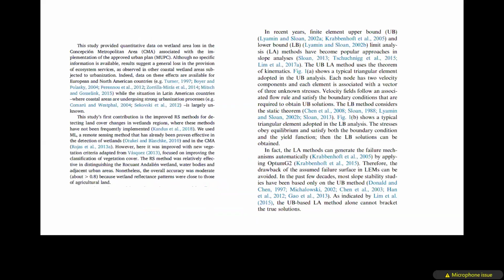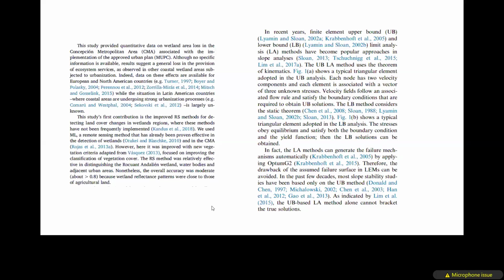Right now, let us look at the left-hand side column and very quickly find out. Now, this study provided the quantitative data. Now, can you see this is just descriptive, right? The first sentence, this study provided quantitative data on wetland area loss in the metropolitan CMA associated with the implementation of the approved urban plan.